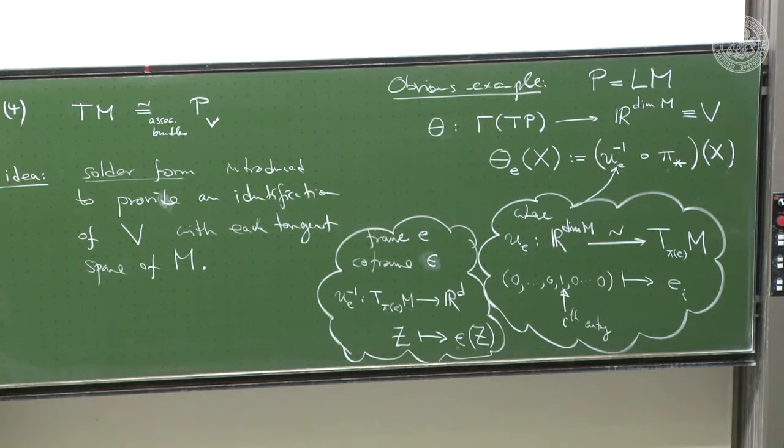Okay, so this is the solder form in this case, and that's the canonical solder form on the frame bundle. So now that we have an example for a solder form, in other cases you might provide it by extra structure. You can make the following definition.